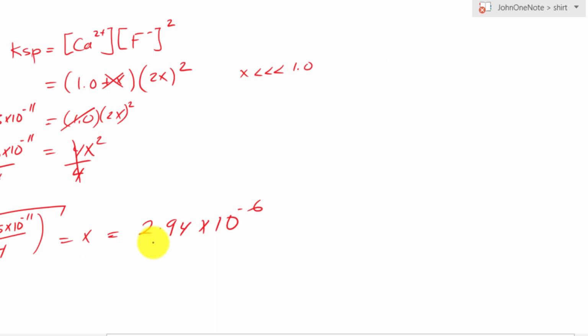And you can see that the molar solubility is extremely small. That's 10 to the negative 6.